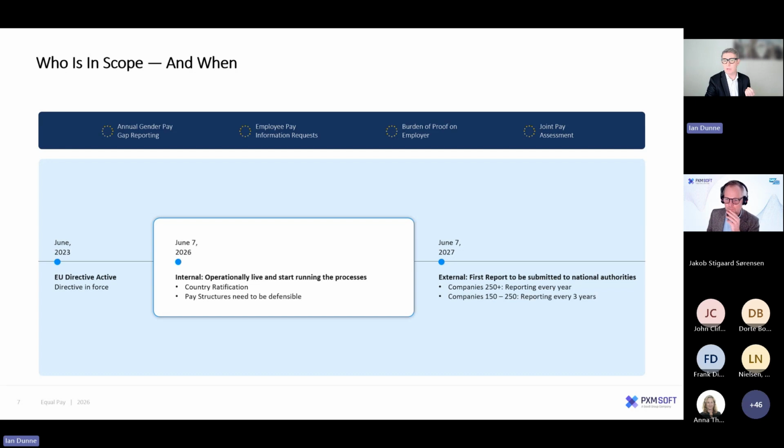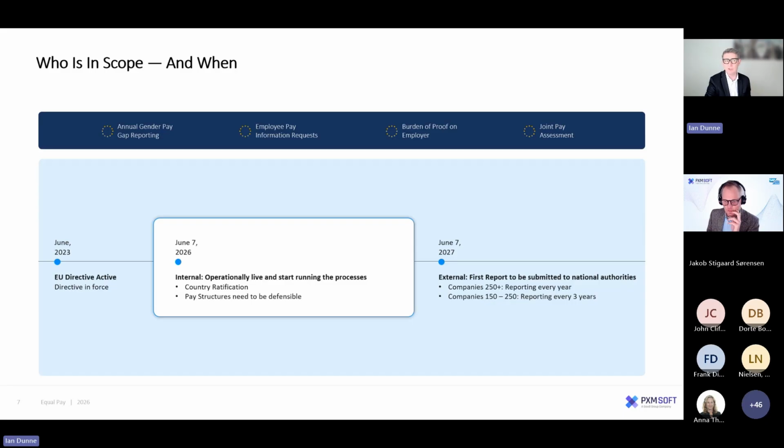Second, employee pay information requests with legally binding obligations. And that's the kind of two-month window you'll have to answer those in, with the burden of proof sitting firmly with the employer, as I mentioned earlier. And this joint pay assessment is triggered whenever an unexplained pay gap exceeds 5%.